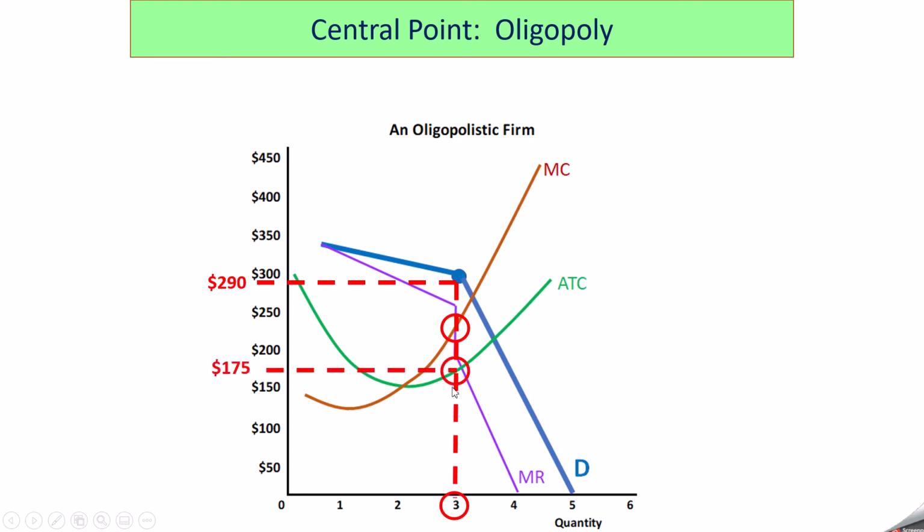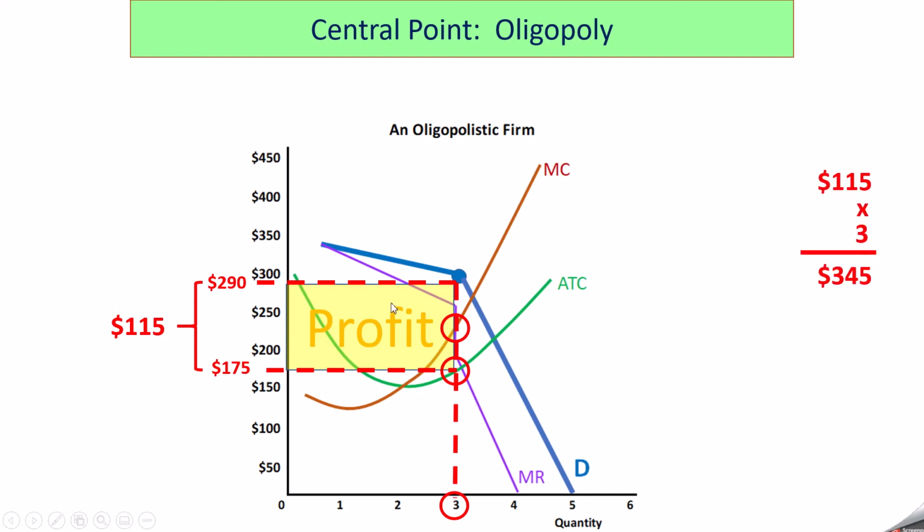How much money are you going to make? Find out where this dotted line cuts into the ATC. That's right here. It costs you $175 each. That means you get to keep $115 per unit. That gives you this profit box. You keep $115 per unit. That's the height of that profit box, and you get to do that 3 times, and then that gives you 115 times 3, so this economic profit would be $345.